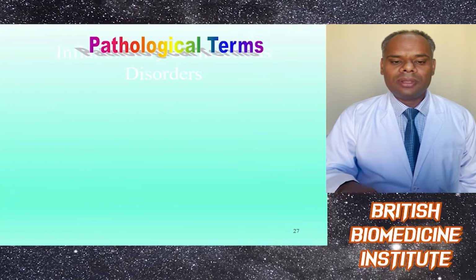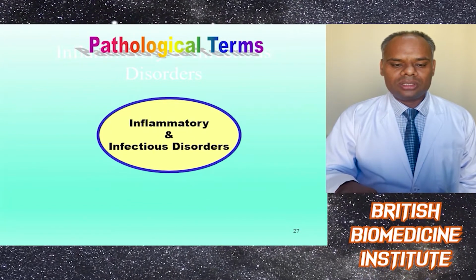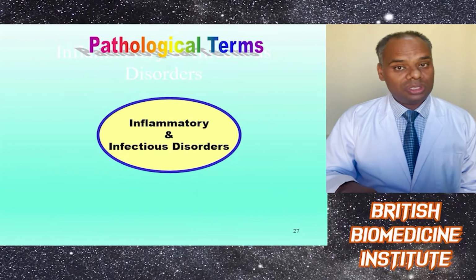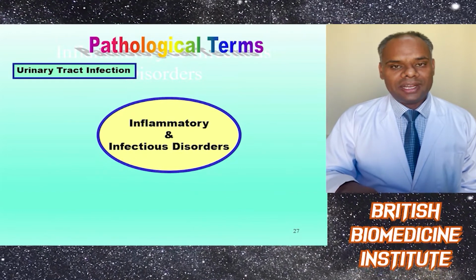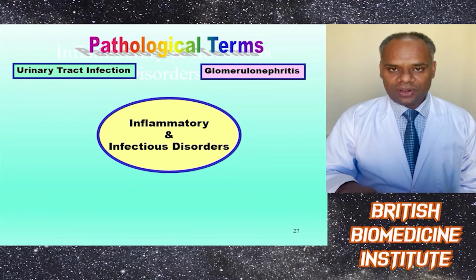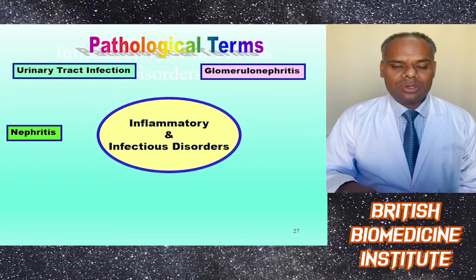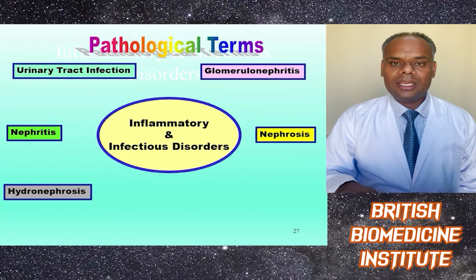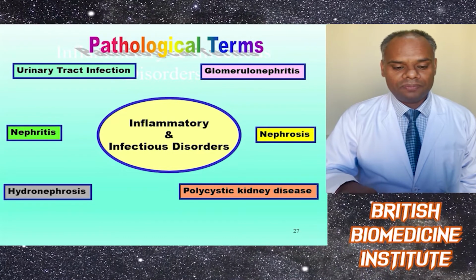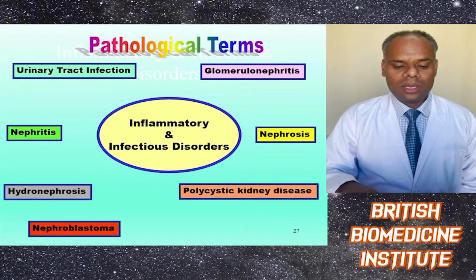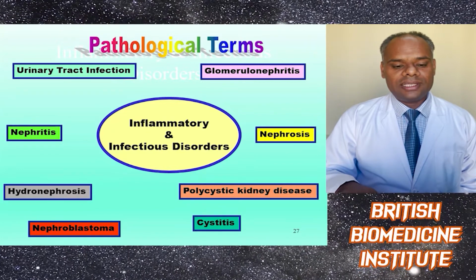So now comes the pathological terms for inflammatory and infectious disorders, which consist of UTI, urinary tract infection, glomerulonephritis, nephritis, nephrosis, hydronephrosis, and PKD, polycystic kidney disease, nephroblastoma, and cystitis. So these are the inflammatory or infectious disorders.